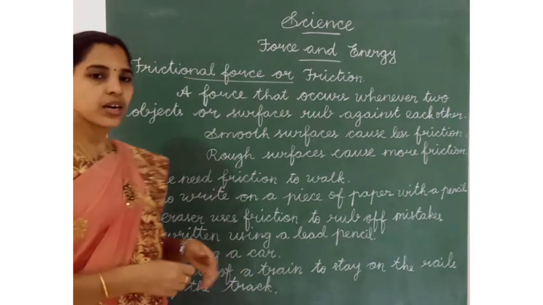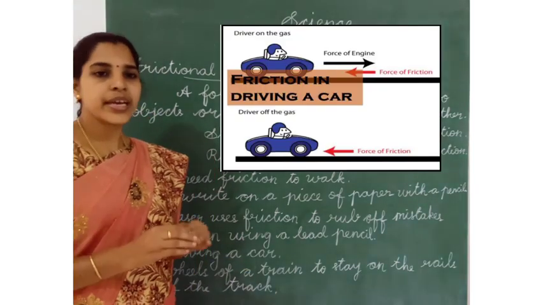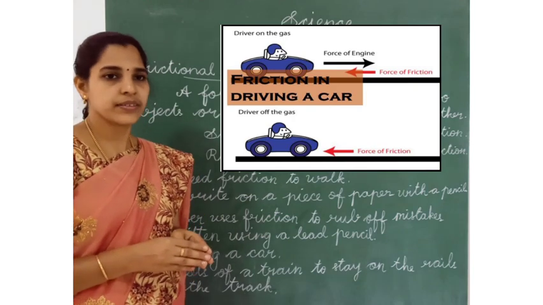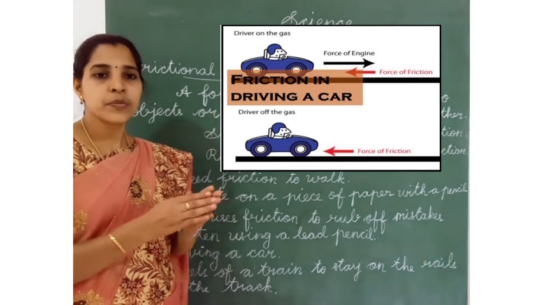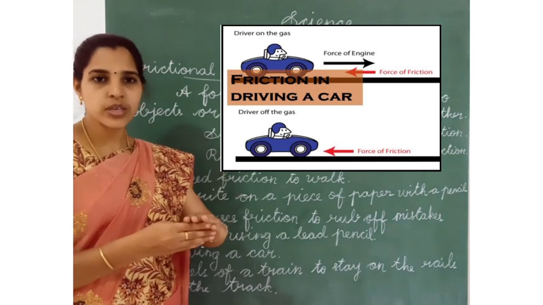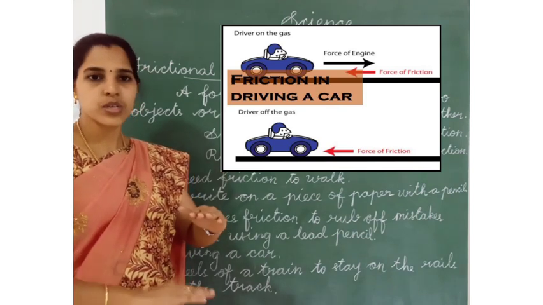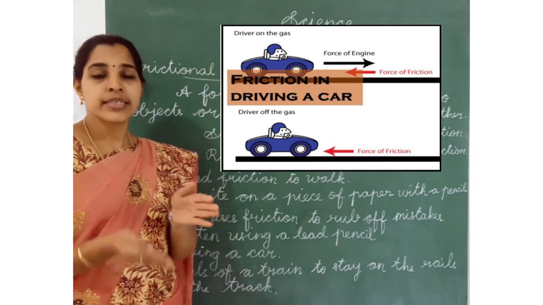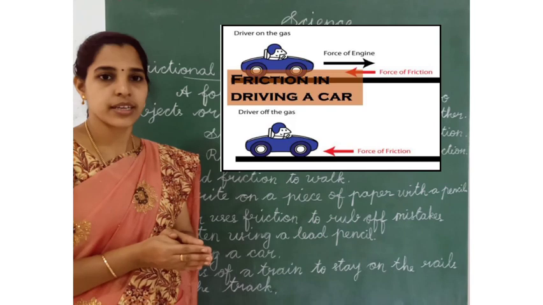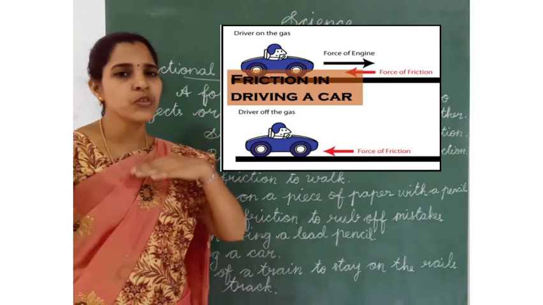Then driving a car. When the vehicle is moving on the road, friction is needed in between the tires and road. Tire is one object and road is one surface. So friction is needed in between the tire and road. Otherwise it will move very fast.